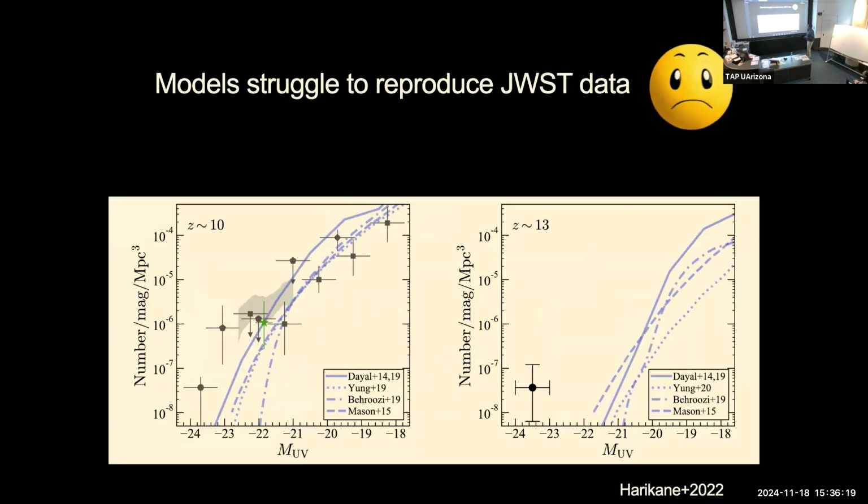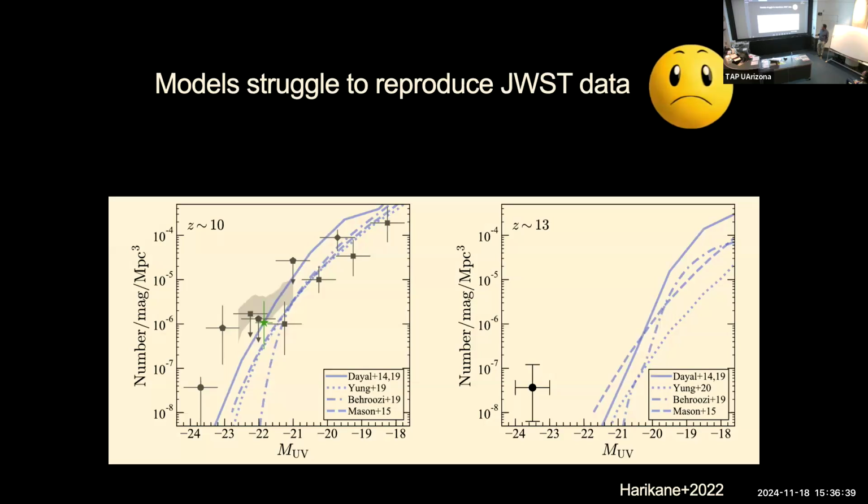What is the painful part is that most of our models struggle to reproduce this. So this is what you see here. These are the luminosity functions, the number counts, the abundance of galaxies as a function of redshift. So you have here redshift of 10, redshift of 13. This is one of the earliest results we have. Maybe there are more updated ones.